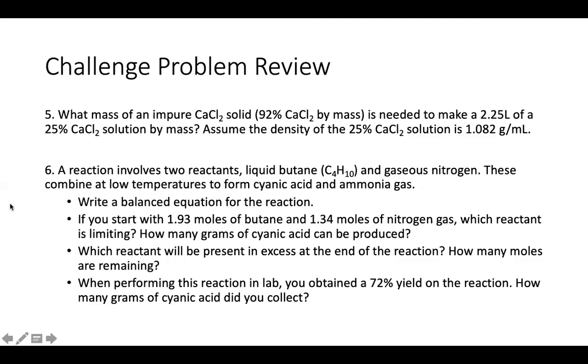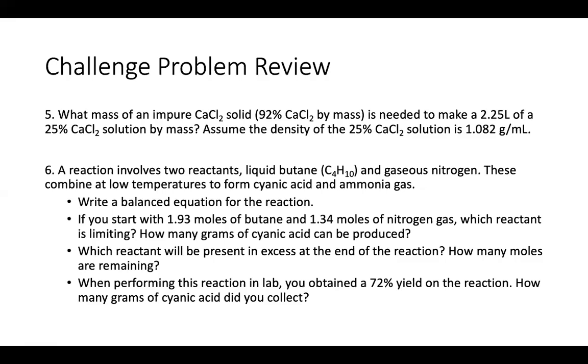Okay. Number 5 deals with impure solids, and again, it's just a dimensional analysis problem that is a traditional one that kind of comes up on exams. And then number 6 is our go-to limiting reactant problems.